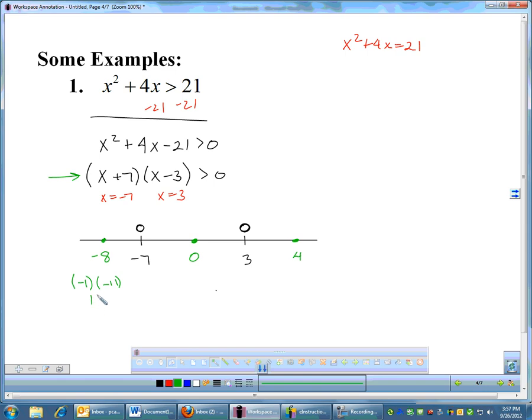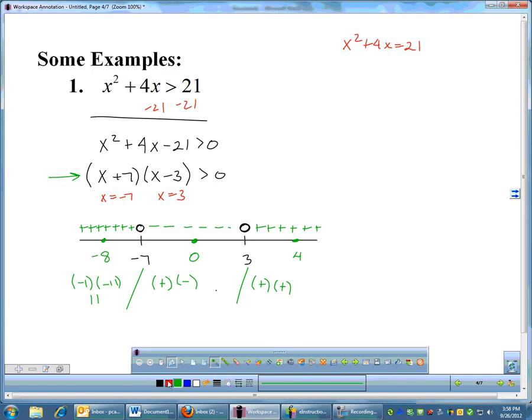And when you multiply those, you get positive 11. So I'm going to make a note that everything on the left side of negative 7 is positive. So I plug in 0, 0 plus 7, and all I care about is the sign, so I get a positive. 0 minus 3 is negative. A positive times a negative is negative. And if I plug in 4, 4 plus 7 is positive. 4 minus 3 is also positive. And we get a positive there.